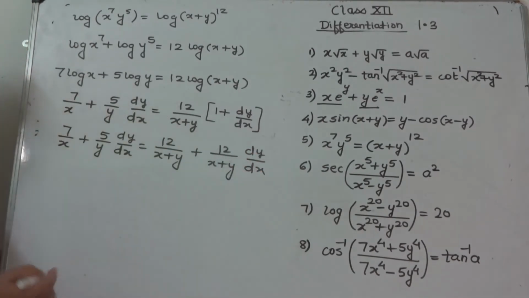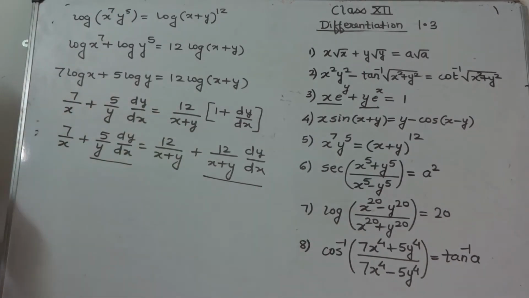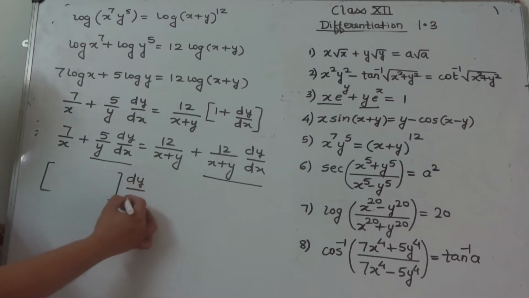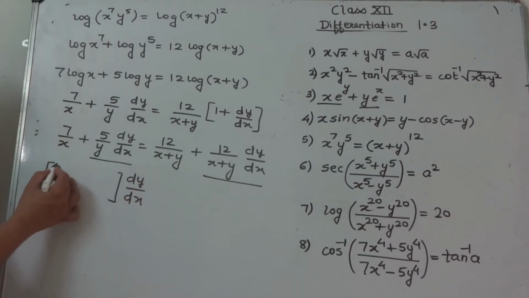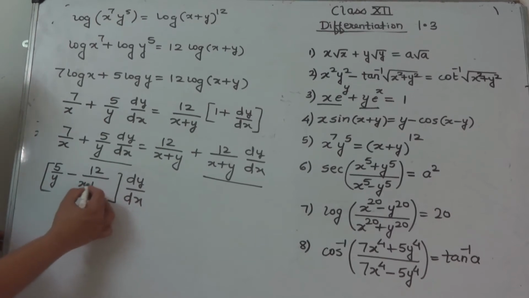We see there are two terms of dy by dx. We take this on the left hand side, we take dy by dx common from this, and in the bracket we can write 5 upon y minus 12 upon x plus y.